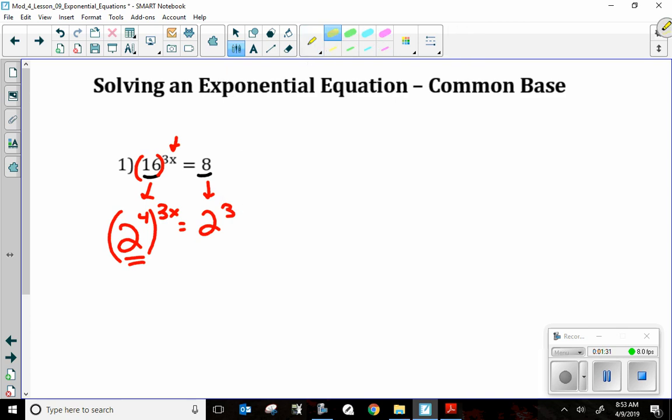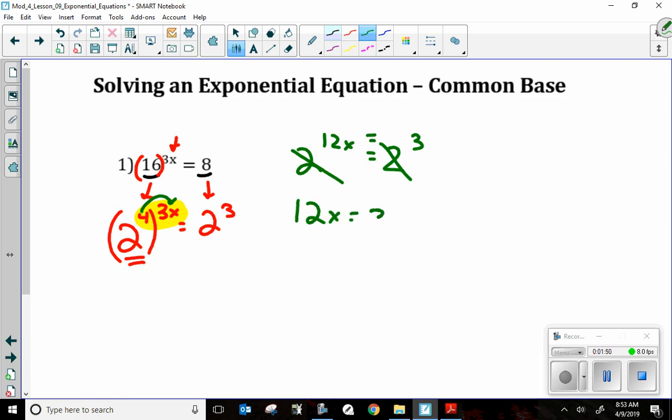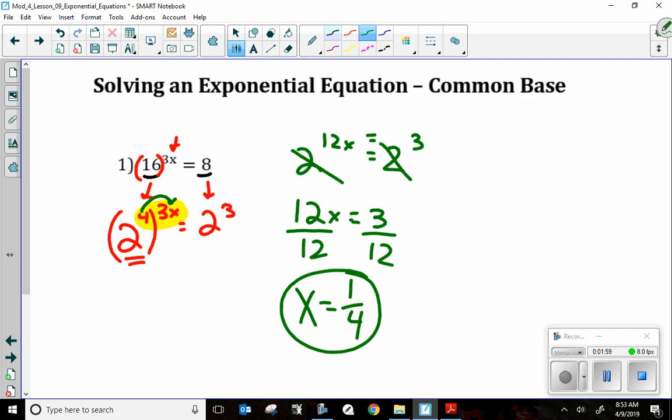Now, I cannot forget my exponent rules. Exponents raised to exponents need to be multiplied together. So I've got 2 to the 12x equals 2 cubed. All right, if the bases are the same, the exponents must be the same. So 12x equals 3. And if I divide both sides by 12, I get x equals 1/4. Okay? Simple enough. Yes, we can get fractions as answers.